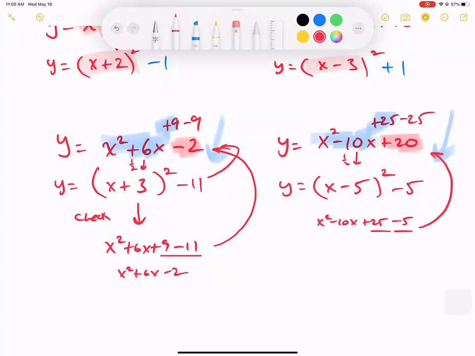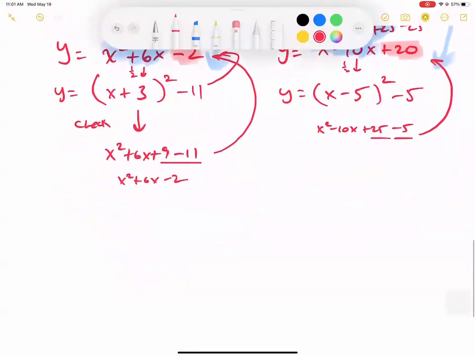Let's do 2 more of these to see if you guys have figured it out yet. Y is equal to x squared minus 20x, let's say plus 99. And y is equal to x squared plus 12x plus 30, okay? Let's look at these 2 problems here.